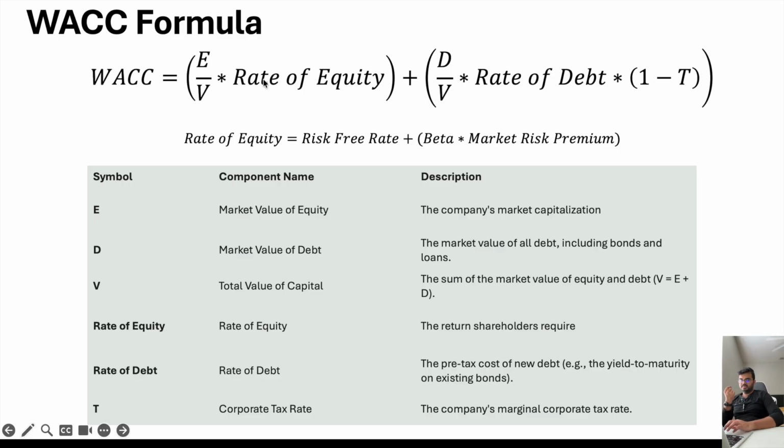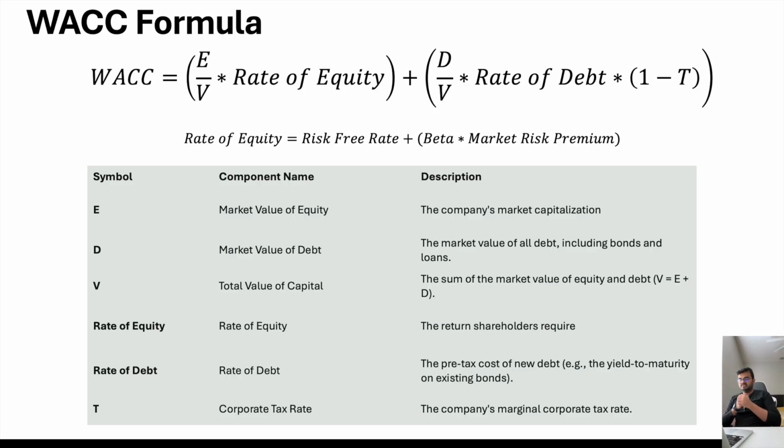And the rate of equity. The rate of equity's formula starts with the risk-free rate, that is, if I go ahead and invest money in the US Treasury bond for 10 years, typically the US Treasury 10-year bond yield is considered as the risk-free rate. Or if you are valuing any Indian company, you could consider the 10-year yield of Indian Treasury bonds.